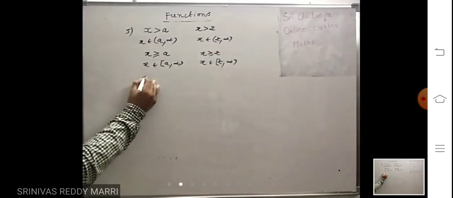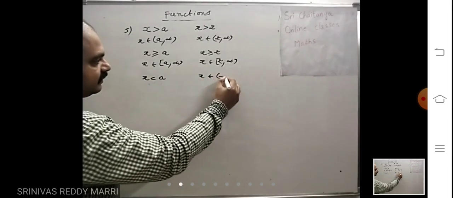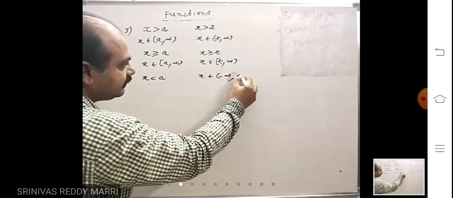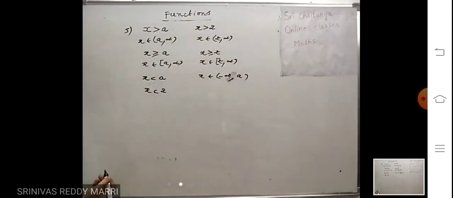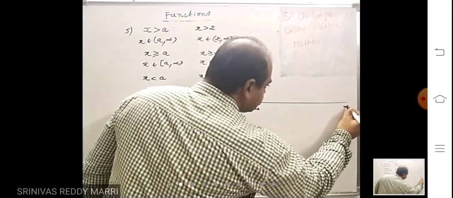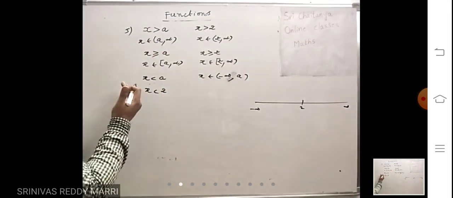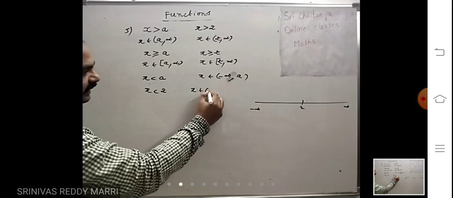Suppose, let us say, x less than a. That means all the numbers less than a. That means x belongs to minus infinity comma a. Suppose we take an example, x less than 2. X less than 2 means real numbers up to this amount. So 2 is the real number. X less than 2 means all these numbers, that means from minus infinity to 2. So that means minus infinity comma 2.